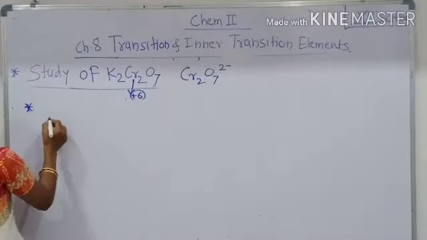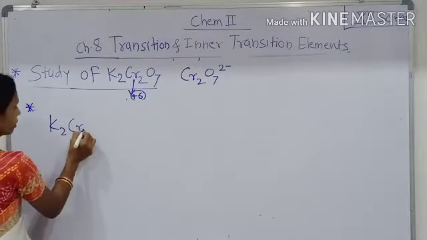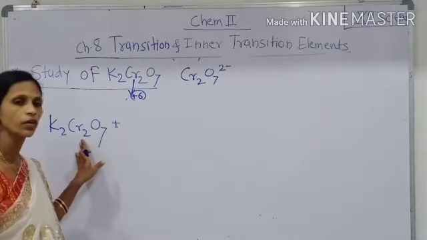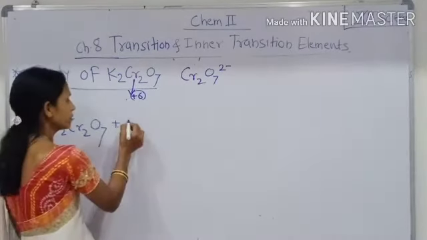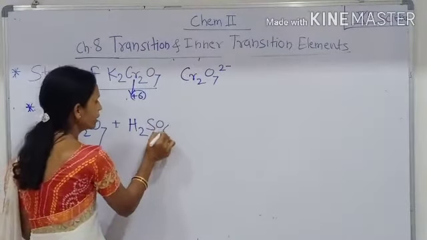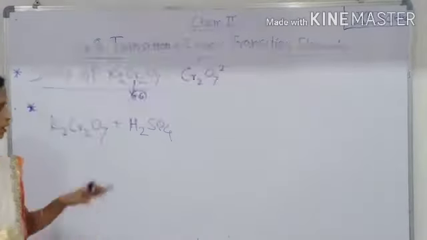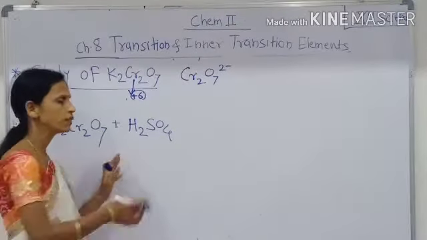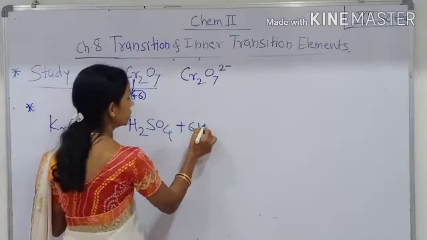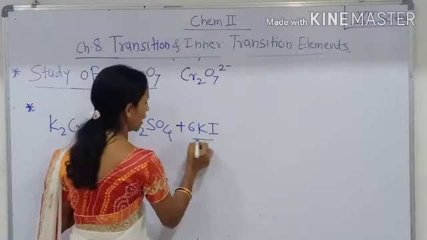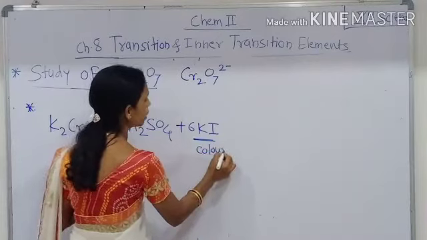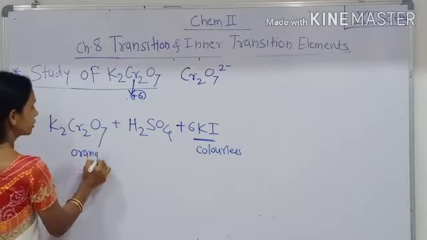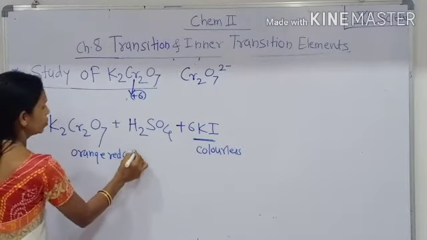See here, K2Cr2O7 in acidic medium, that is potassium dichromate in acidic medium. To make it acidic, H2SO4 is used here. Acidic K2Cr2O7 is a strong oxidizing agent. Therefore, it oxidizes the iodide ion present in KI, where the KI solution is colorless and K2Cr2O7 is an orange-red colored solution.